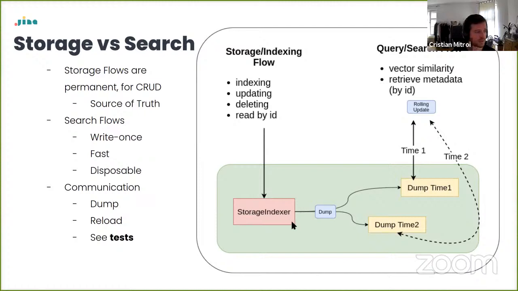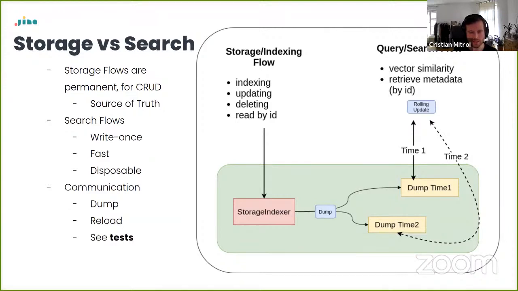We use Postgres and LMDB as two storage engines, and they are very resilient and very high performant, but they are meant for these sorts of operations. While on the other side, the search flow is meant to be used to perform vector similarity search. And in that case, we are using Faiss, we are using Annoy, we are using NumPy. We are currently working on HNSW. So it's a bit different.